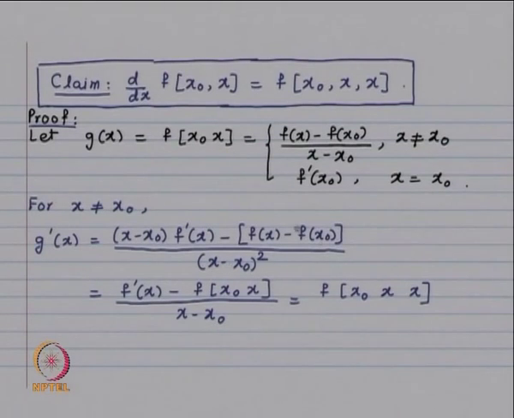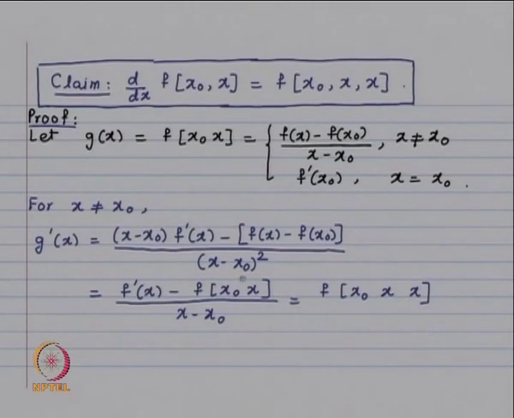G dash x will be x minus x 0 square, the denominator, multiplied by the derivative of the numerator, x 0 is fixed. So, it is f dash x, minus the numerator f x minus f x 0, and then the derivative of the denominator, that is going to be 1. Now, one x minus x 0 we cancel. So, we will have f dash x upon x minus x 0. Here, one x minus x 0 we associate with f x minus f x 0. So, f x minus f x 0 divided by x minus x 0, that gives us the divided difference of f based on x 0 x.